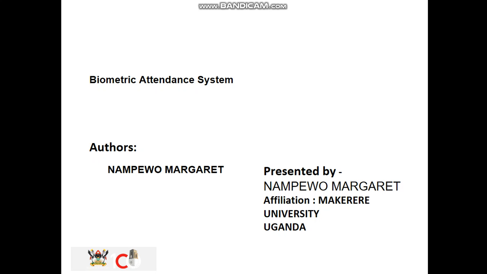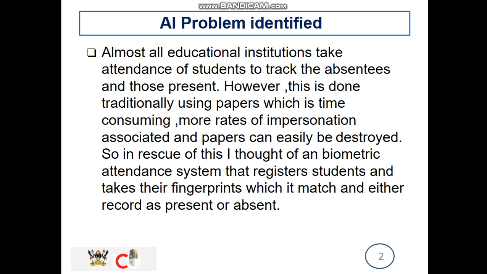So as I've been explaining my system in the videos earlier, I explained the AI problem I identified, and it concerns attendance recording in institutions or in any meeting that needs to record those who are present and those who are absent.